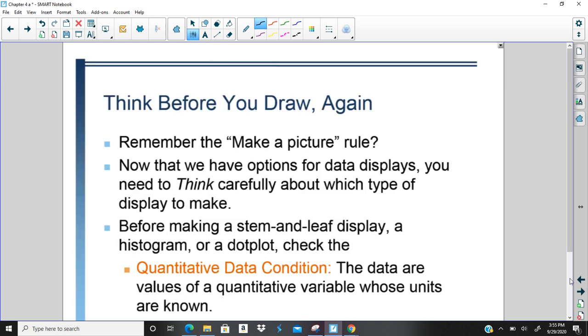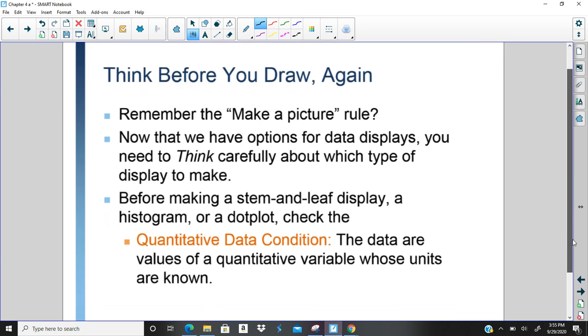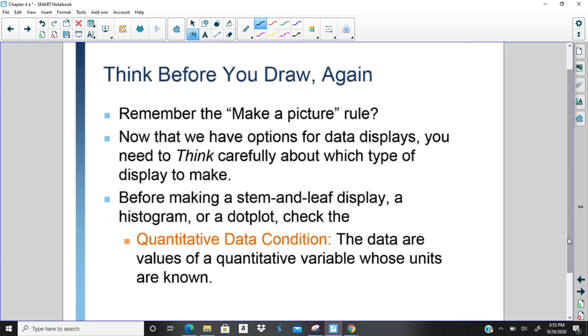Before we draw, we want to think. We do want to make a picture, but we have options now. I will tell you in this class, the majority of our graphs are going to be histograms. Histograms are a nice summary. You can have lots of data and be able to quickly see the summarized data in the picture, versus a stem and leaf and a dot plot, which are going to give you each individual case, being able to see them on the page. The stem and leaf, you're actually going to see the numbers. The dot plot will have the case being represented by a dot or an X or whatever is being done.